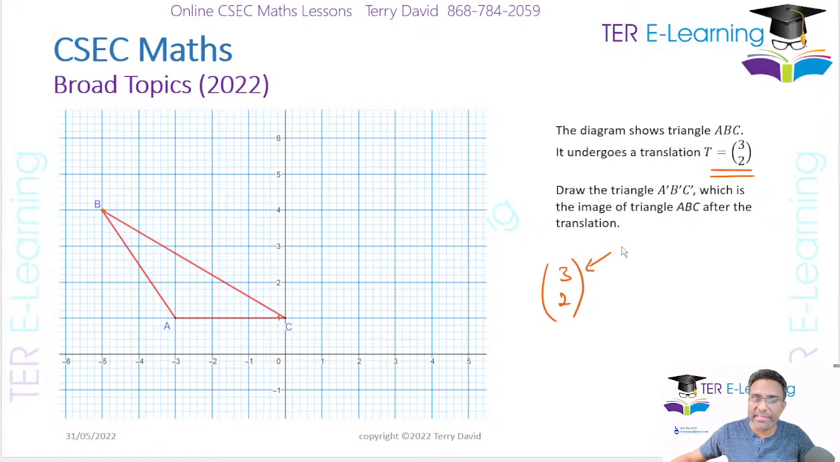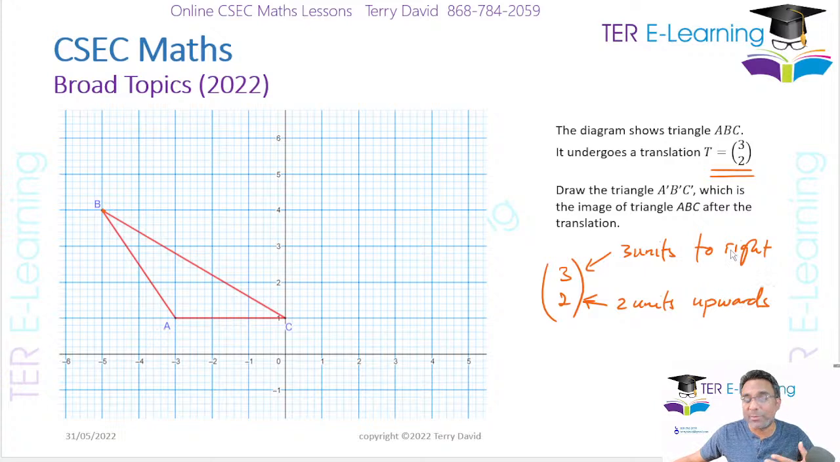This means 3 units to the right, and this number here means, because it's a positive number, it is 2 units upwards, right? So you have to understand what these numbers mean. So what I'm going to do here, it's 3 units to the right, so it's going to be 1, 2, 3 units here, and then you're going to go 2 units upward, 1, 2.